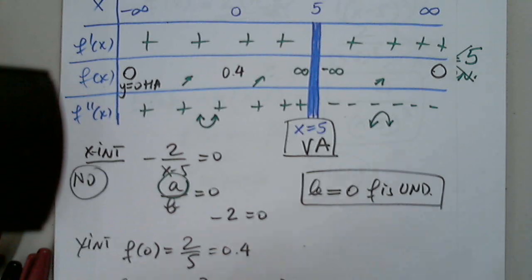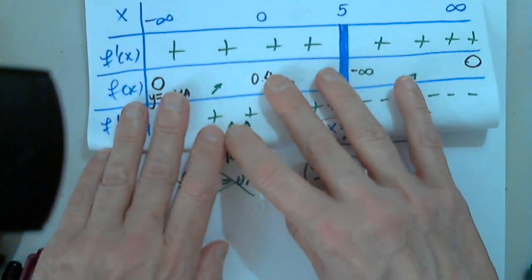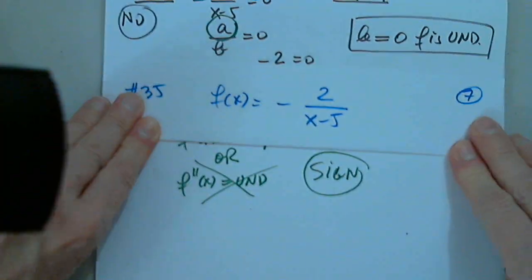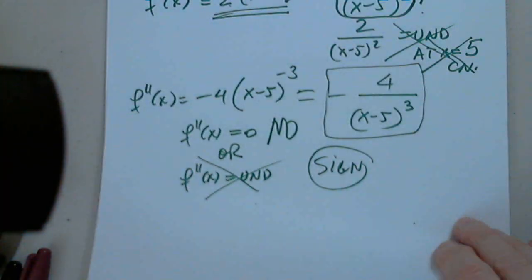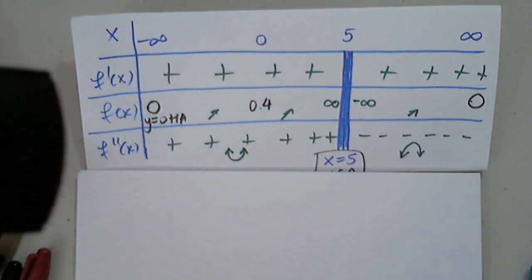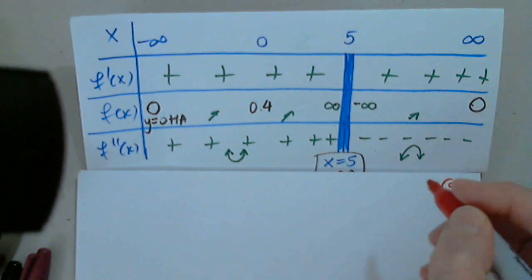At this point, I filled out my table. That's all I need. Nothing else matters. I don't care to look anywhere else. It will be a waste of time if I do. I only want to graph. And this tells me how to graph. Nothing else. I do not care about anything else.